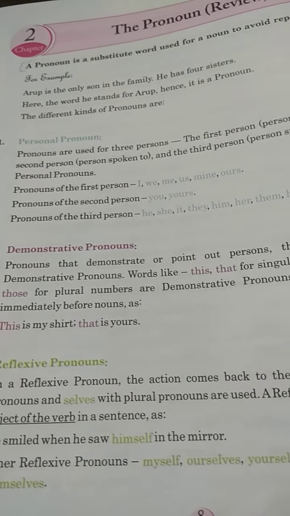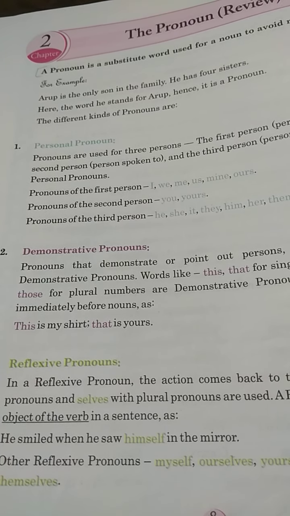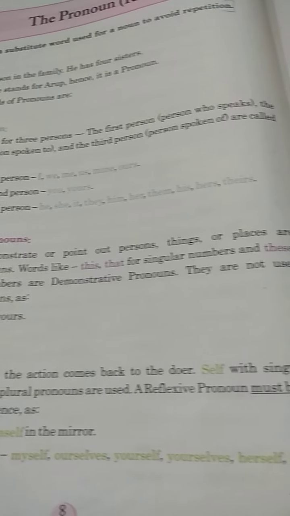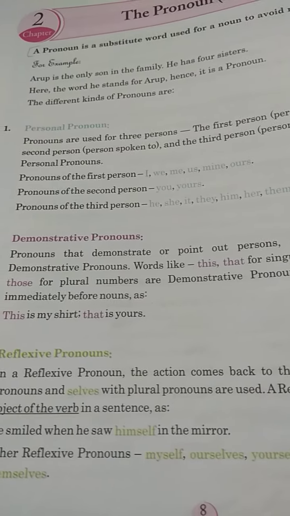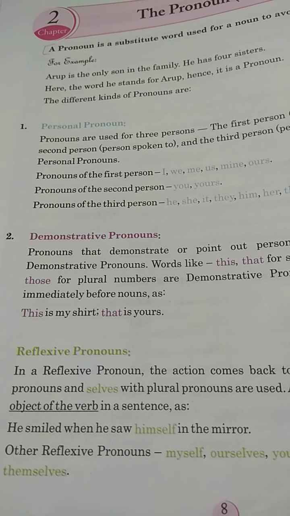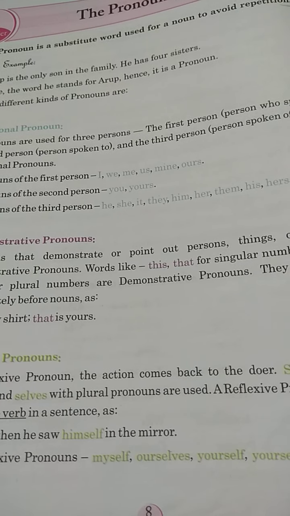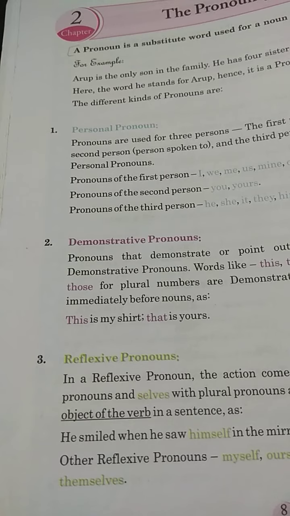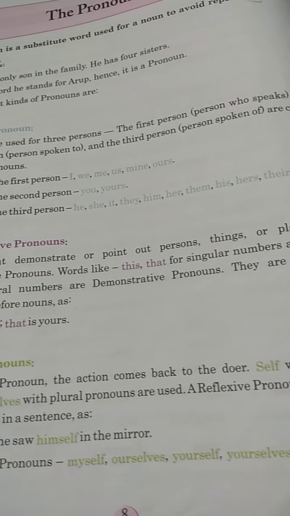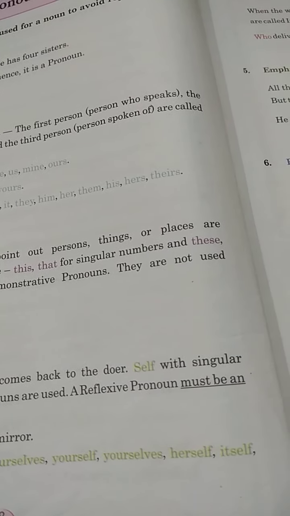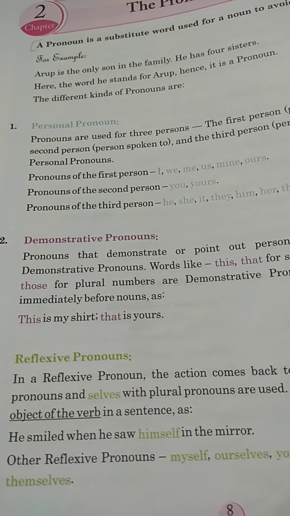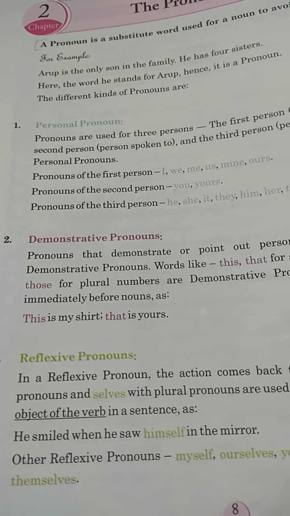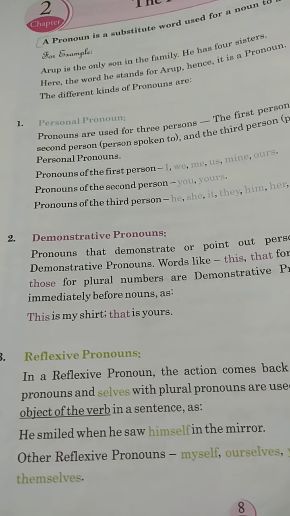Demonstrative pronouns. Pronouns that demonstrate or point out persons, things, or places are demonstrative pronouns. Words like this, that for singular numbers and these, those for plural numbers are demonstrative pronouns. They are not used immediately before nouns, as in: this is my shirt, that is yours.